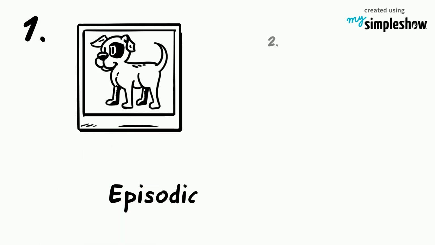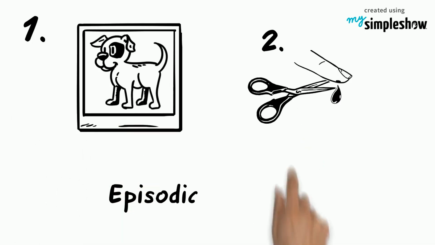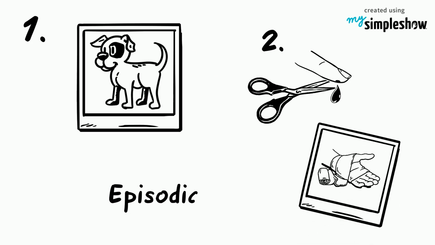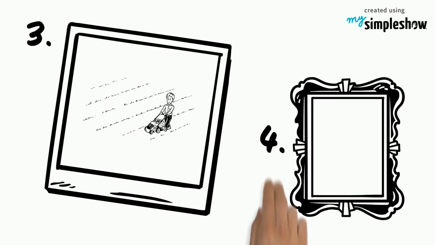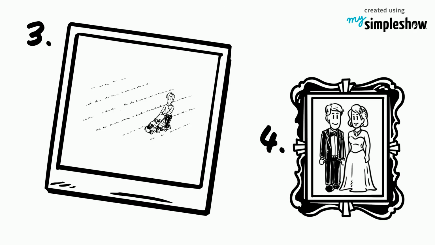Other examples of episodic memory are: 1. Recalling when you got your first dog. 2. Knowing about a specific accident with a pair of scissors. 3. Reminiscing about cutting the grass. 4. Remembering your wedding day.